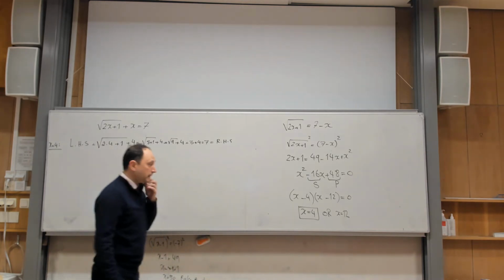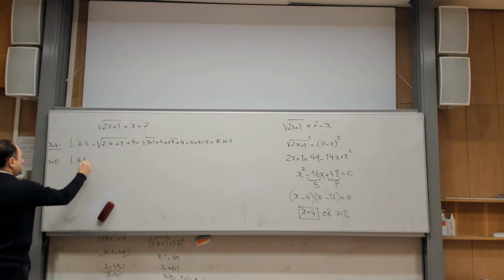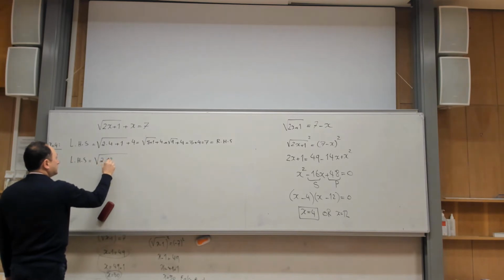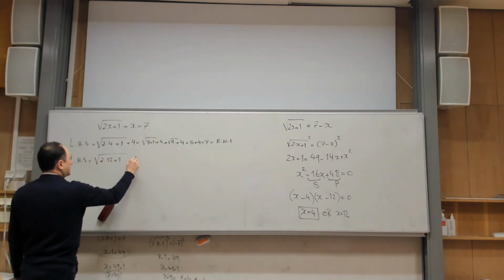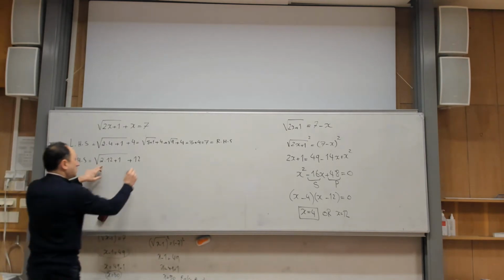Yes? And then I check for 12. So x equals 12. The left hand side is equal to the square root of 2 times 12 plus 1, plus 12. I replaced x everywhere with this answer. So how should I calculate this?